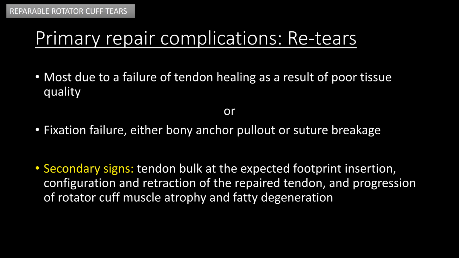Just remember, in hard cases, you can use other secondary clues indicating failure of the repaired tendon, which are the absence of the tendon bulk at the expected footprint insertion of the greater tuberosity, abnormal morphology of the tendon and its myotendinous junction, and progression of rotator cuff muscle atrophy and fatty degeneration.